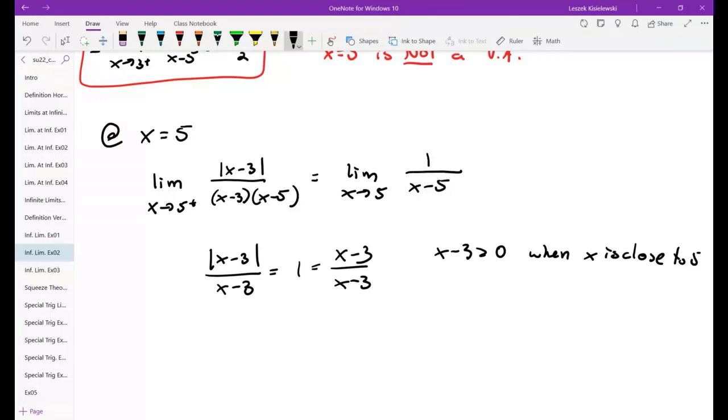So now we're going to get something that's like 1 over 0. So we know that's an infinite limit. It's plus or minus infinity. It's your job to identify which one that is. Is it plus infinity or minus infinity?